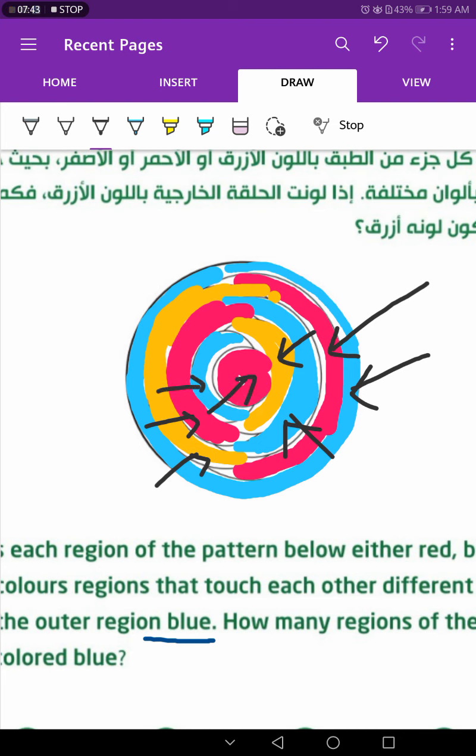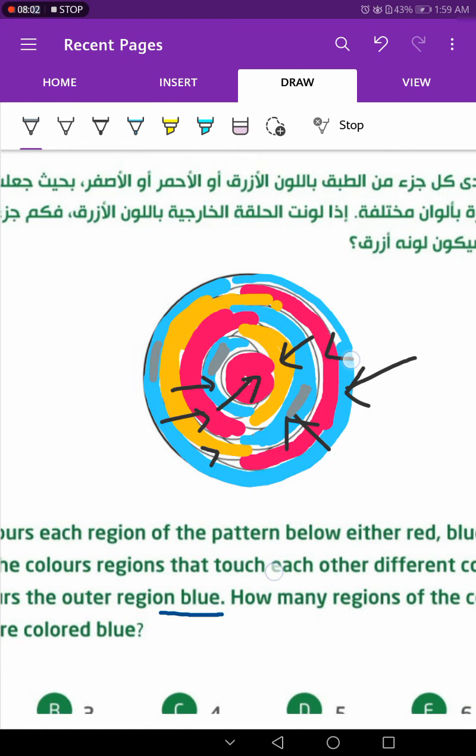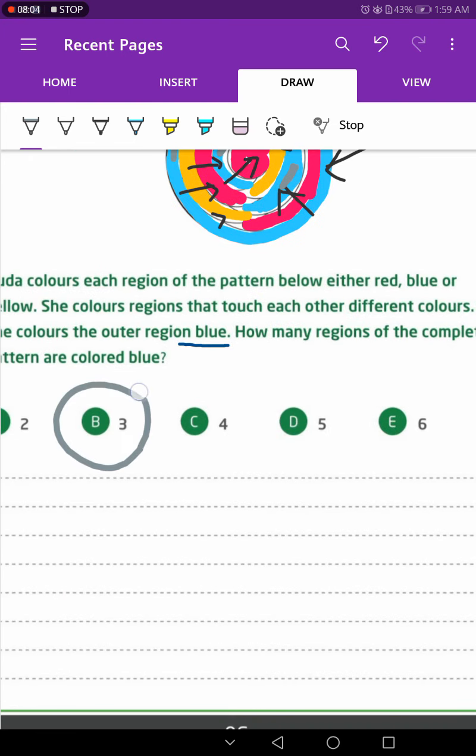Now the question is how many regions are colored blue. As you see, how many yellow do I have? Okay, how many yellow do I have? I have, see, 1, 2, and 3 regions with yellow. So the answer is 3.